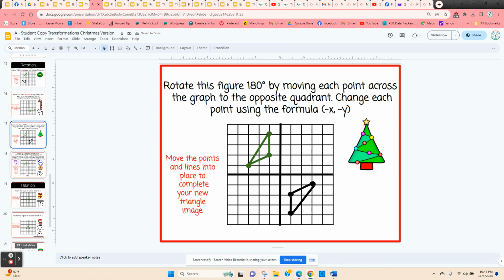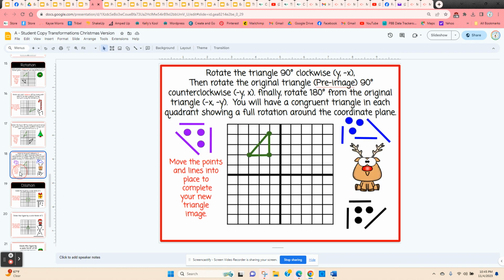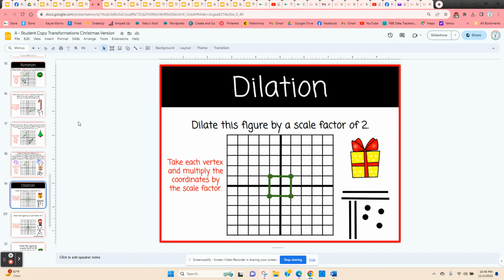Okay, and then on the final slide for rotation, students are going to be showing 3 different rotations. So they're going to have this triangle shown in each of the quadrants, and just see what that looks like. So up here we have the formula for each one. They're going to be starting with these green points, and they're going to be making 3 different rotations. Then they're going to move on to dilation.